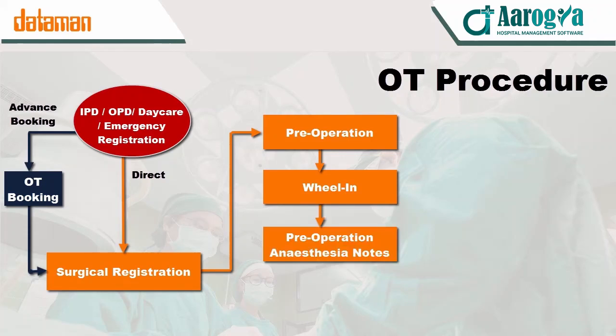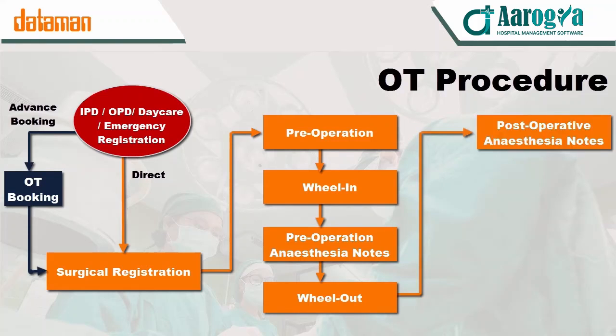After that we do pre-operation anesthesia notes entry to add anesthesia notes. After the operation, when the patient is wheeled out, we do wheel out entry. Then we do post-operative anesthesia notes entry. At last, we do consolidated OT history entry to get all the operation procedure details of the patient.